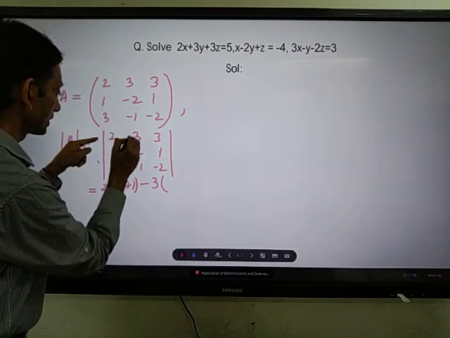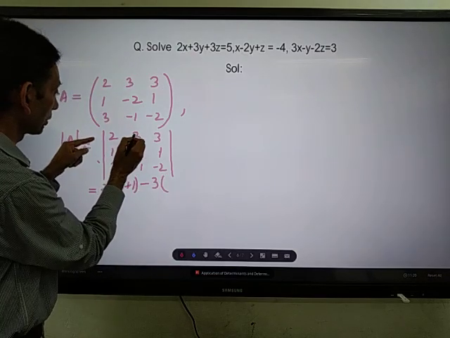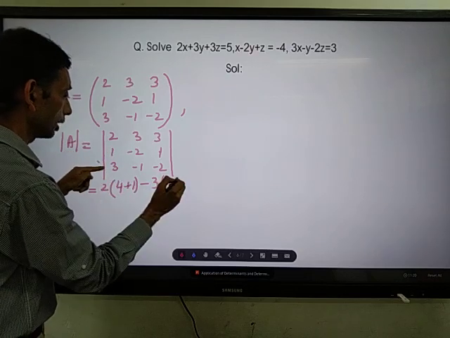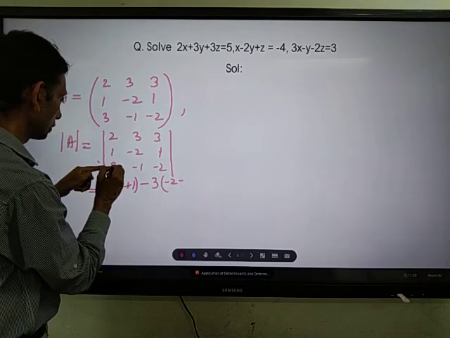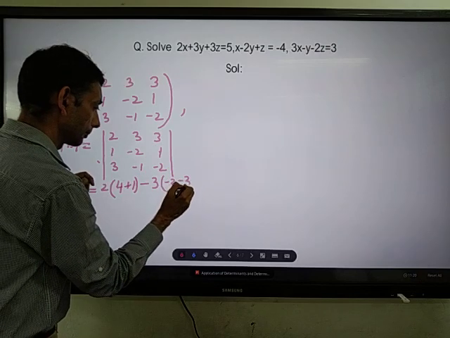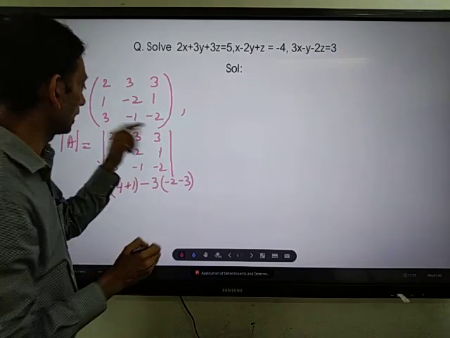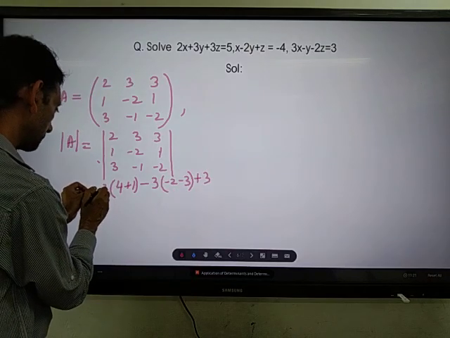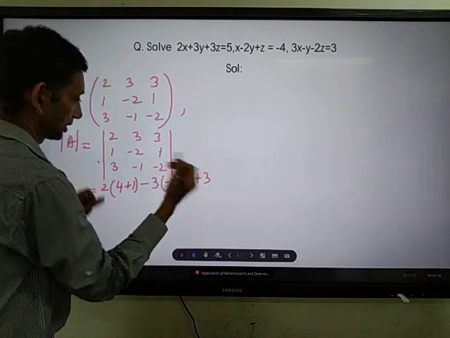Then since you are expanding along 3, you need to multiply 1 and minus 2. It's minus 2. Then there will be 1 more minus sign. You need to multiply 3 into 1, so it will be 3. And finally, you need to expand along 3, so it will be plus. You can also check like that. Expanding along 2, the signs go plus, minus, plus.